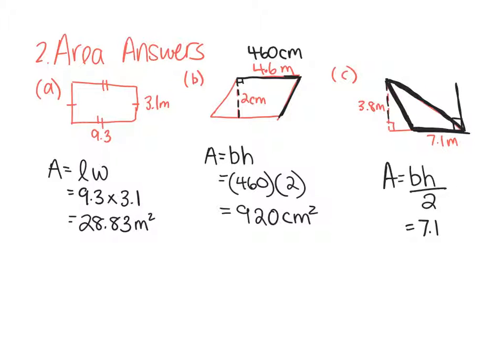So that's what this 3.8 is giving us. It's telling us, well, the height of your triangle is actually 3.8. So 7.1 times 3.8 divided by 2 is going to give us 13.49 meters squared.